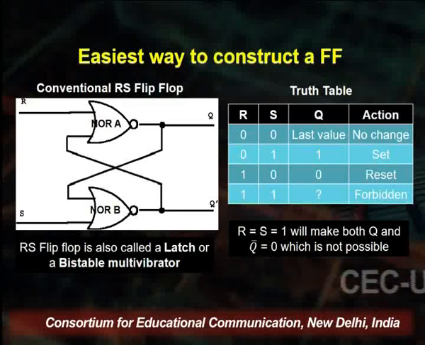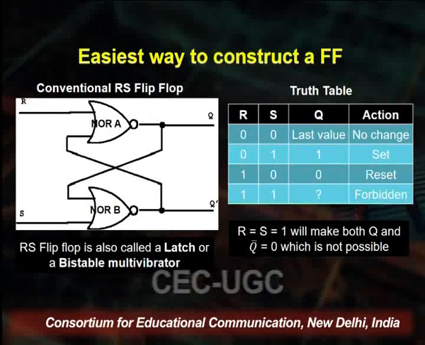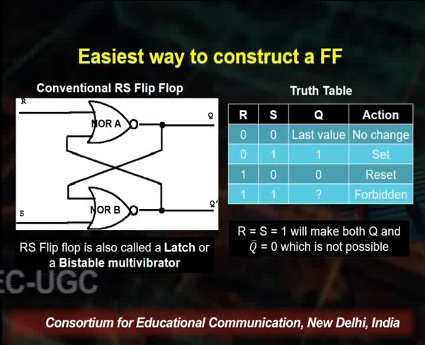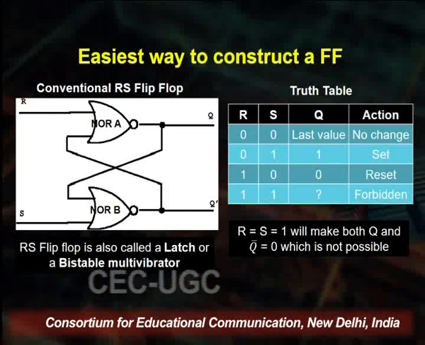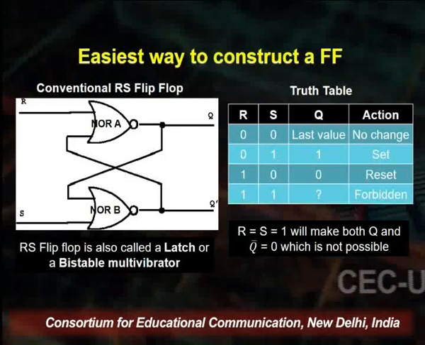The output of the top NOR gate was one of the inputs of the lower NOR gate in this case, whereas the output of the lower NOR gate was one of the inputs of the top NOR gate. This way, we could actually have feedback to both the NOR gates.